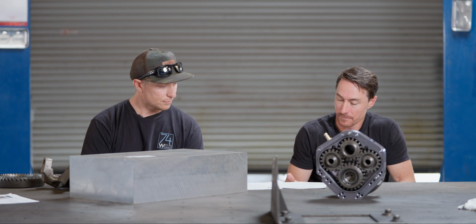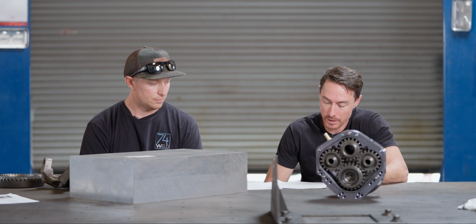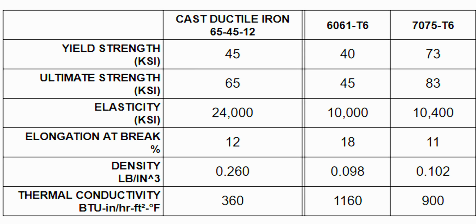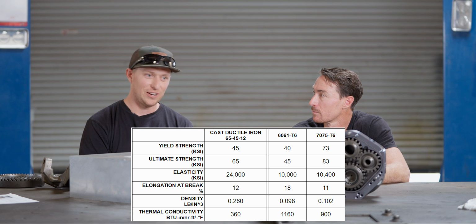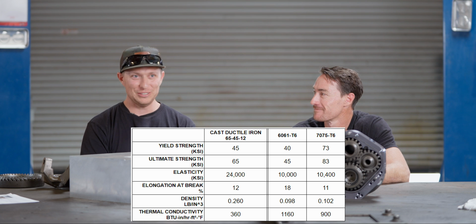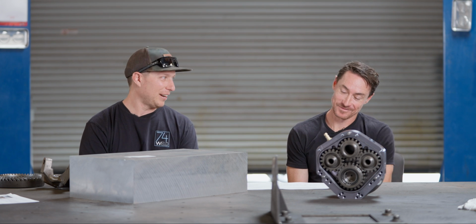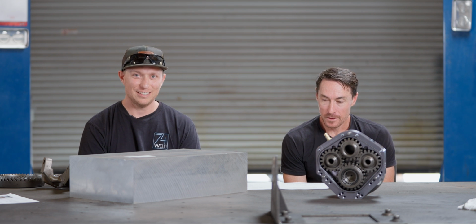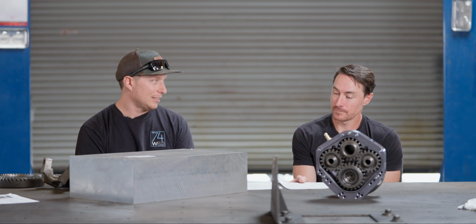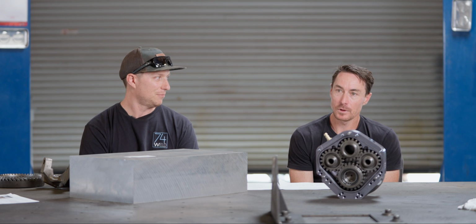What do we have for cast ductile iron properties real quick? Yield strength, 45 KSI. Ultimate strength, 65 KSI. Modulus of elasticity, 24,000. Elongation at break, 12%. One of the cool things about ductile iron is that it's often called ductile iron 65, 45, 12. So it's literally just tensile, yield, elongation at break. The name has the properties in it. A little cheat sheet built in. Yeah, exactly. But there are downsides to ductile iron and sand casting.